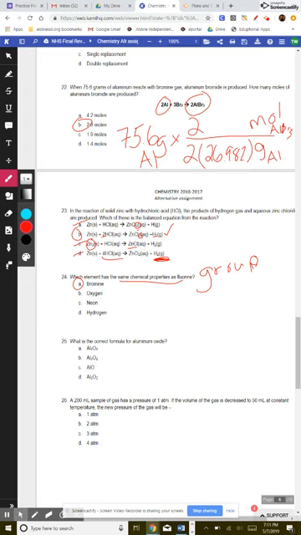What is the correct formula for aluminum oxide for number 25? Oxidation numbers, aluminum is a +3, oxygen is a -2, cross drop, Al2O3. A.